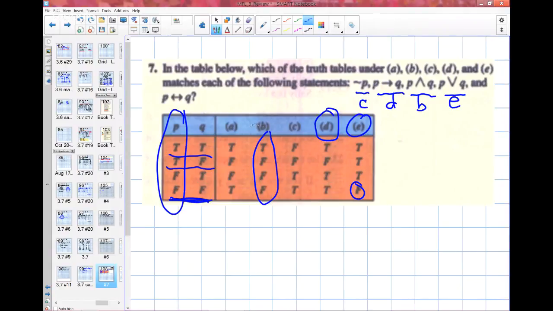And then there's one more. This one over here, P if and only if Q, the biconditional. True only when they're alike. Right. And that's on the top and the bottom, and sure enough, here it is. See it? Yeah. So that's what that was. That was just to see if you knew your rules. Okay.